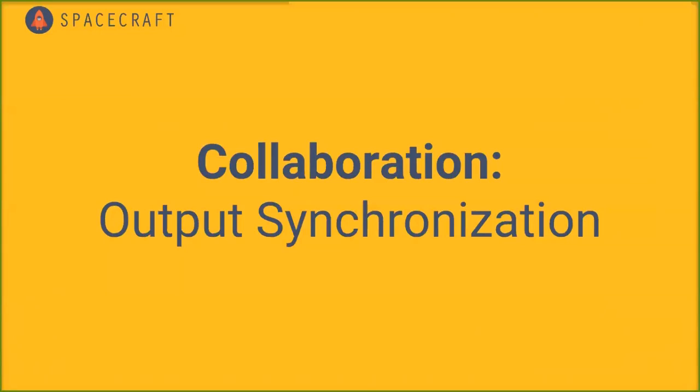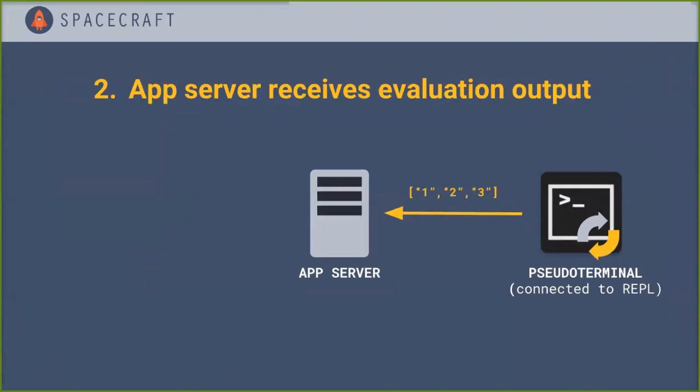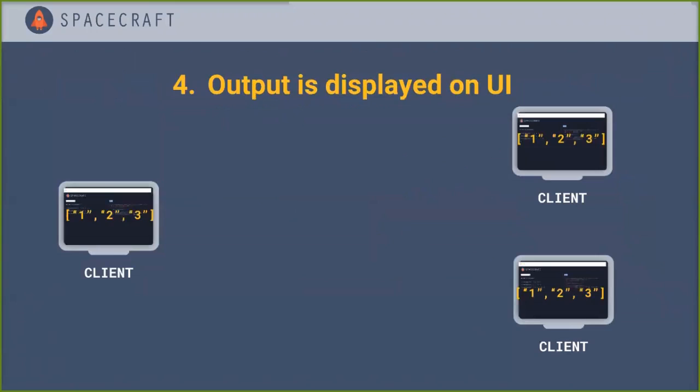Now, with our REPL built, we want to figure out a way to synchronize inputs and outputs. I'm going to give you an example of how collaboration works with output synchronization. So the interaction looks something like this, right? The client first sends a line of code to the app server, and then the app server talks to the pseudo-terminal and says, hey, evaluate this line of code. The pseudo-terminal says, okay, here's your result. And our app server takes this line of output and broadcasts it to other clients. Now other clients will receive that output and then display it on the UI.